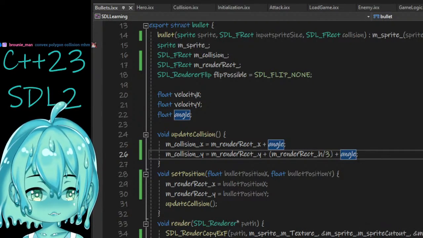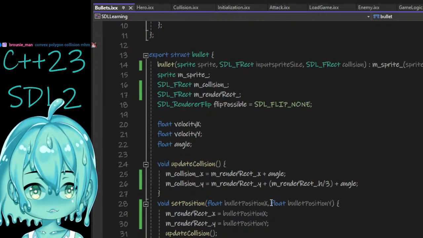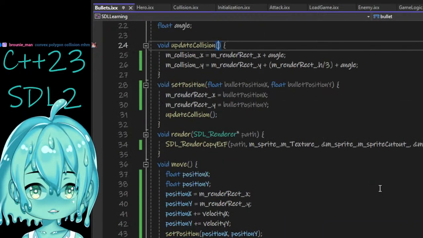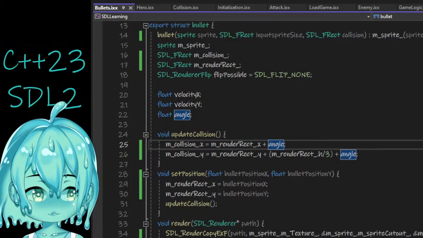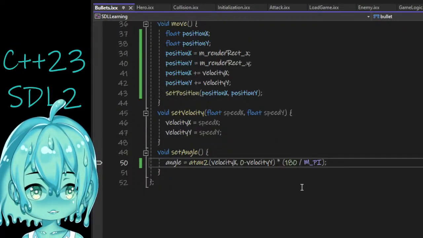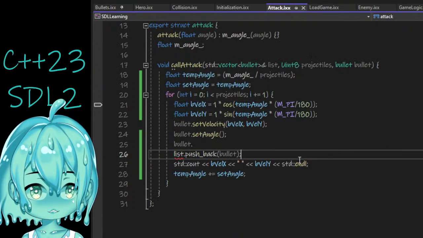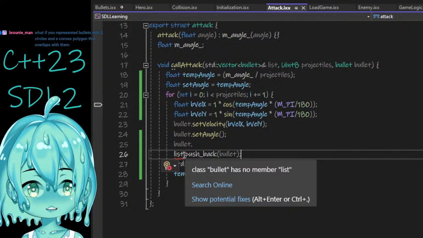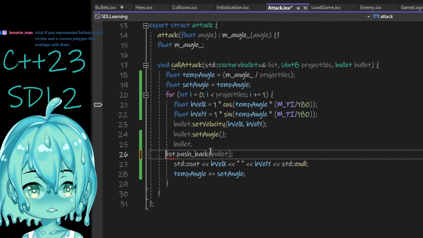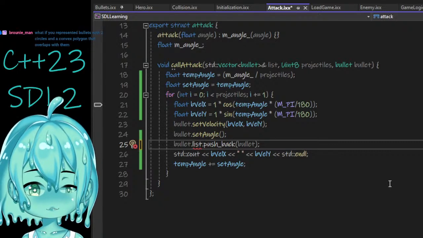That crashes. Oh, because you don't know what angle. Oh no, you do know what angle is. Angle's a float. Warning, warning, warning. Why? What's going on? Bullet has no member list. Oh, whoops. I don't know how I did that. There we go.